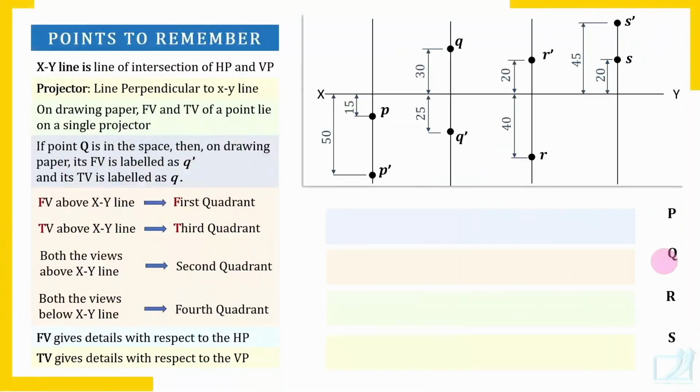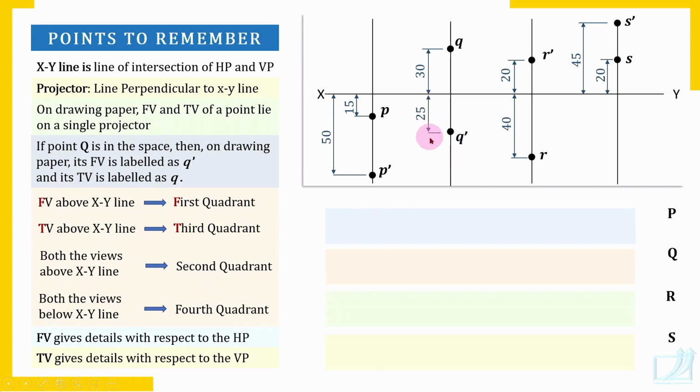Front view gives the details with respect to HP. So focus on front views of all these 4 points and answer me. Here, front view, watch front view. Forget top view, watch front view. What is it? Front view gives distance from HP. So 50 millimeter is distance of point P from HP. Front view, dash views are front view.